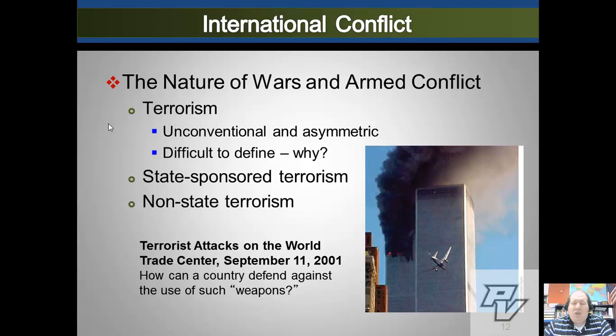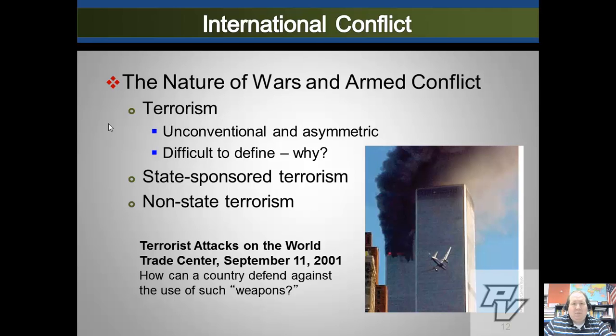In terms of international conflict, though, a good portion of what's happening today is terrorism. Terrorism itself is both unconventional and asymmetric. And we've had a very hard time trying to define terrorism, mainly because what one group's terrorism is another group's fight for what they believe in. And that becomes very difficult. There are two types of terrorism we're going to describe here: the idea of state-sponsored terrorism and non-state terrorism.